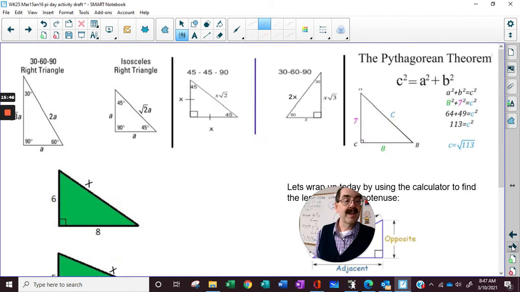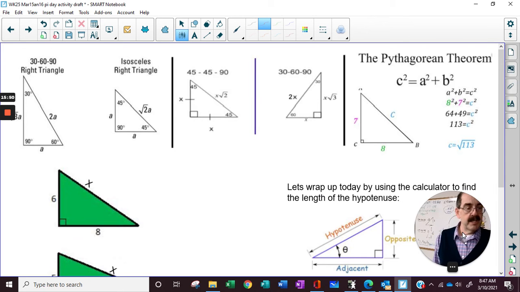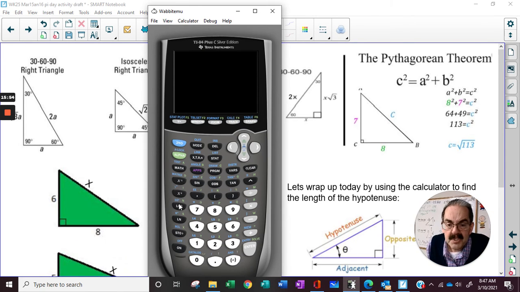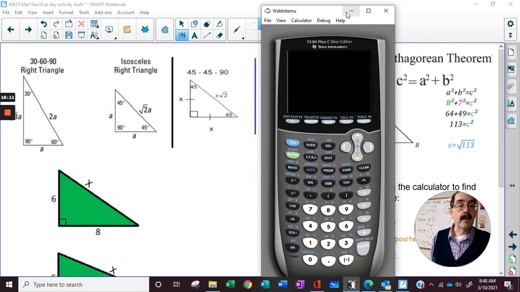Our last activity today is to make sure that everybody can use their calculator and everybody gets used to squared and square root. See squared and square root? Remember, when they're side by side or on top of each other, they're the opposites, right? Plus to minus, multiply to divide, square, square root. So, to finish class, this is what we did.